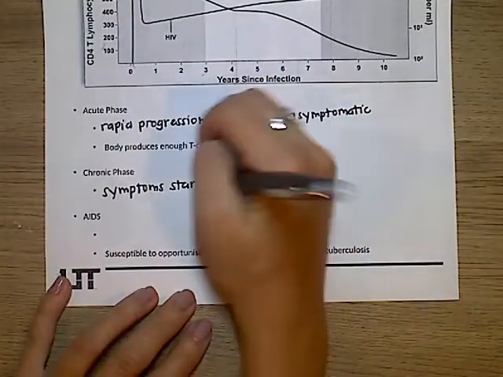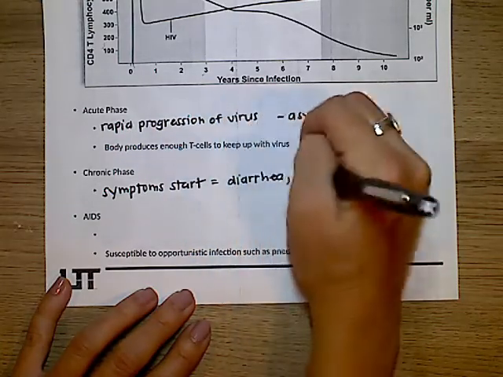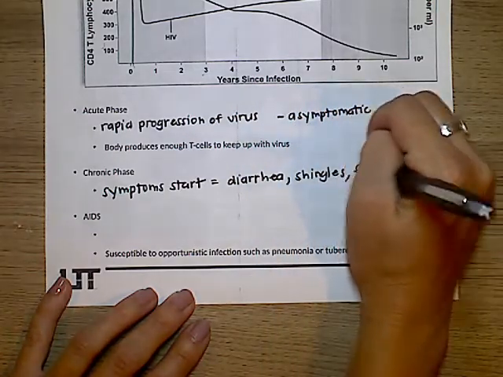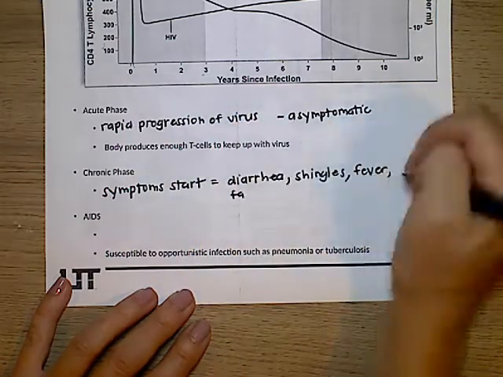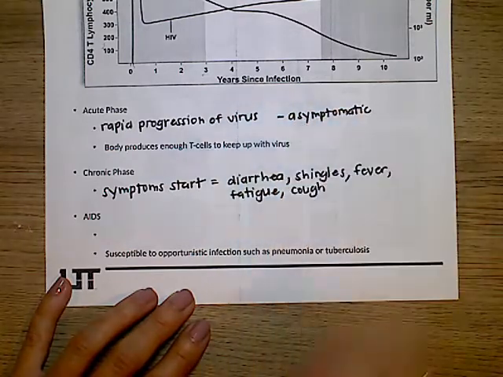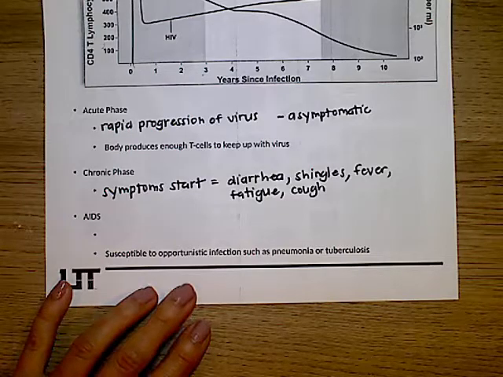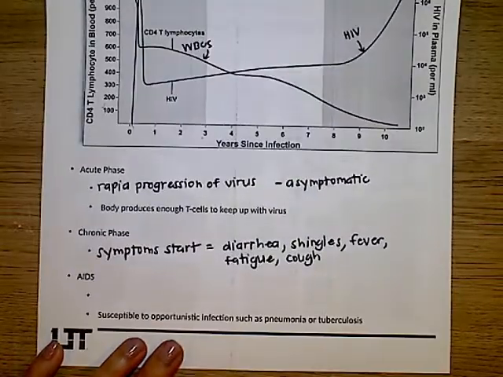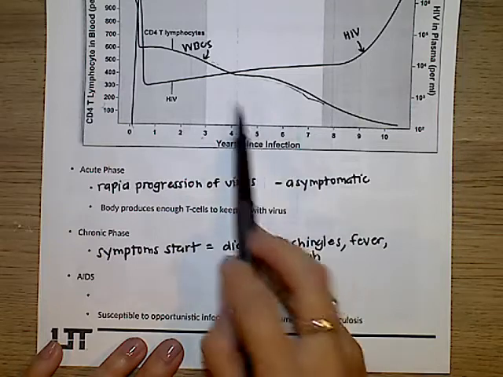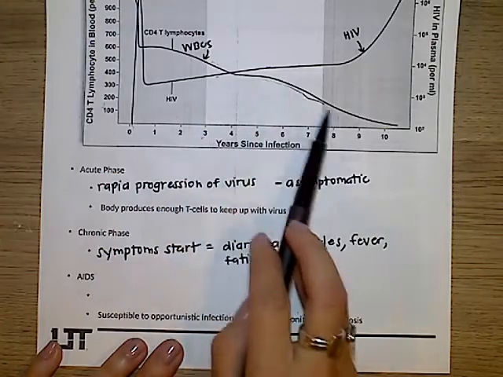But some of the symptoms are diarrhea, shingles, fever, fatigue, cough, and I'm sure there are many more. And what you'll notice here is that the white blood cell count is starting to go down as the HIV virus amount in the blood goes up. So you're starting to lose your acquired immunity here.